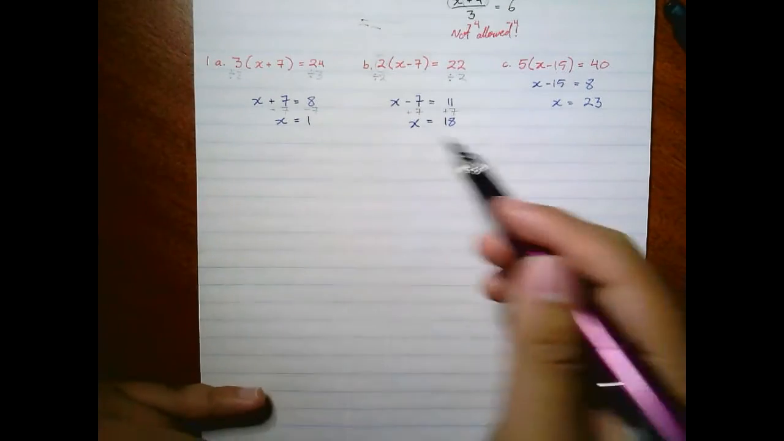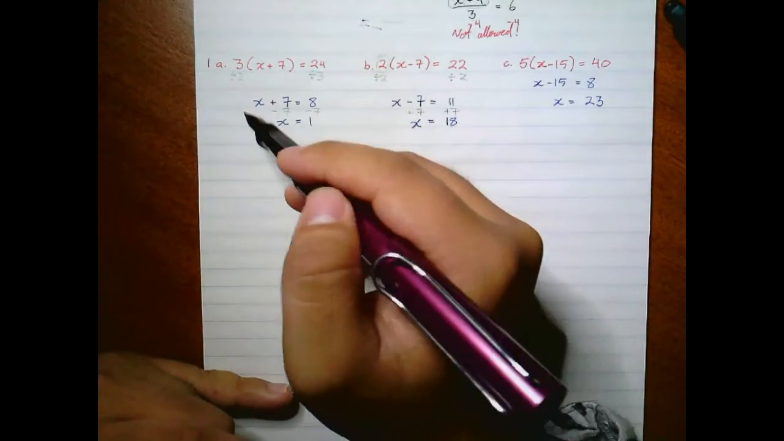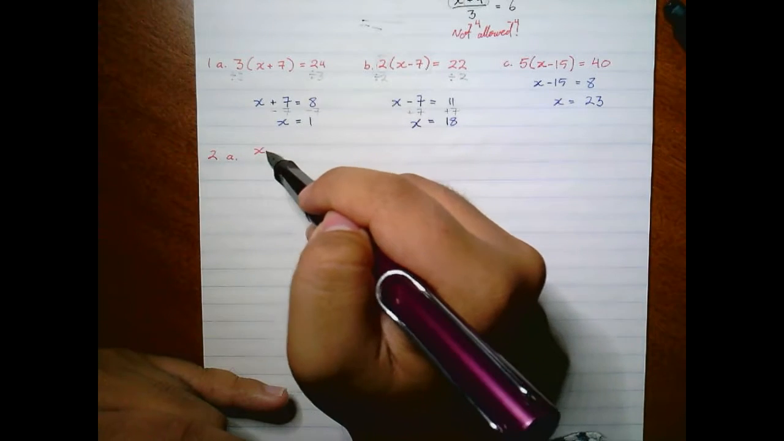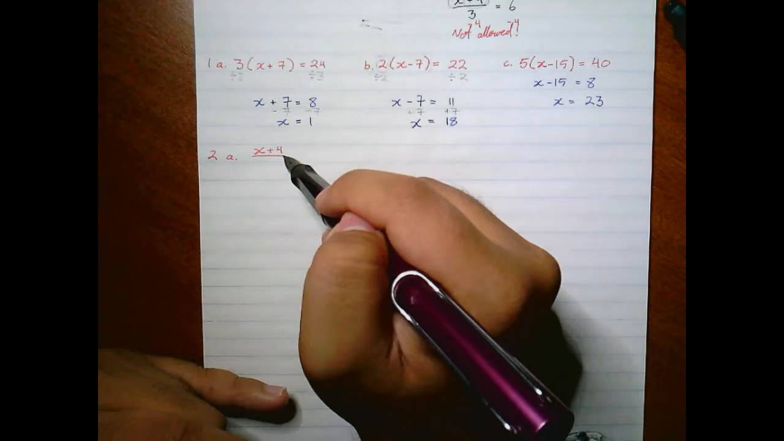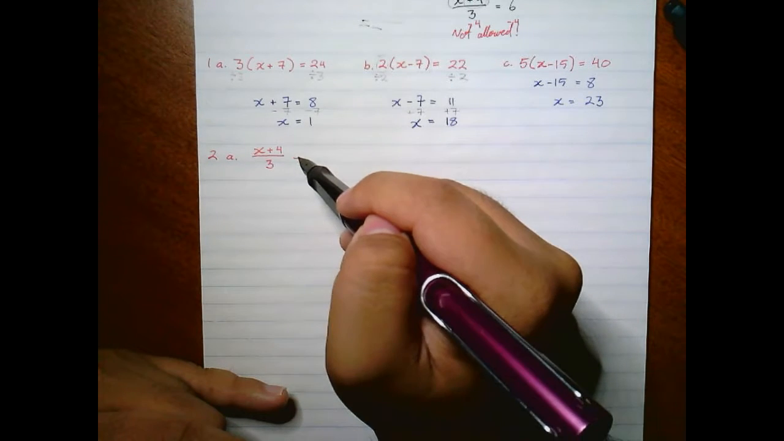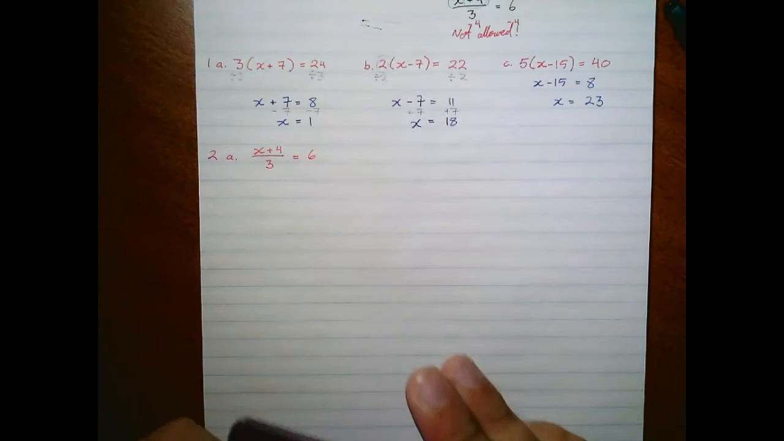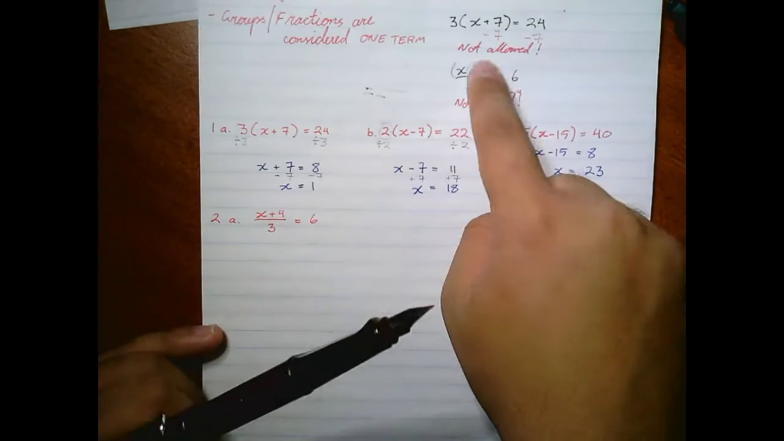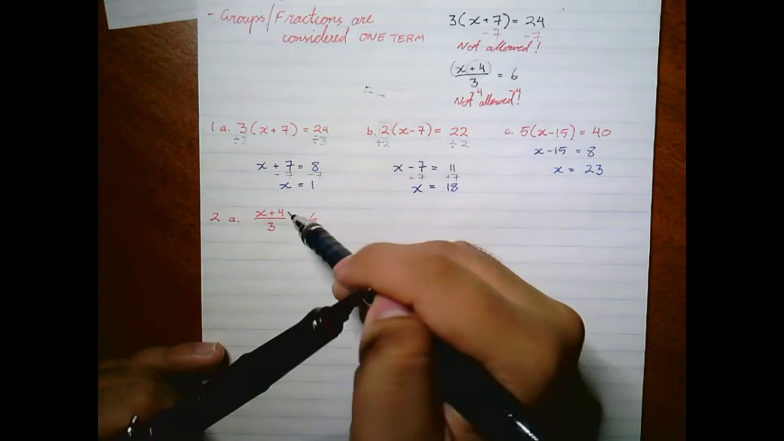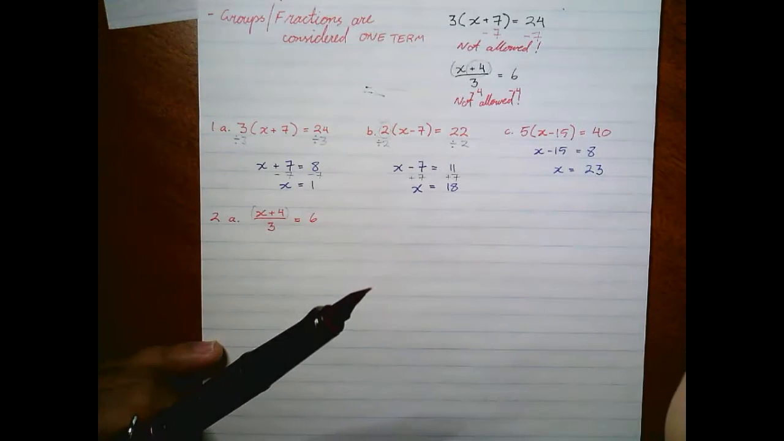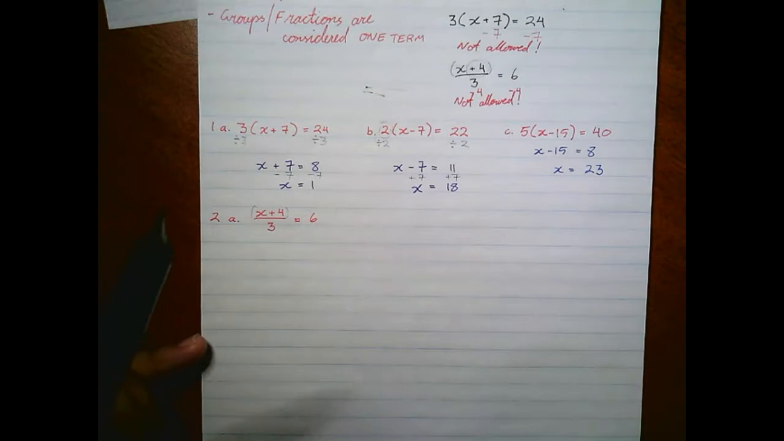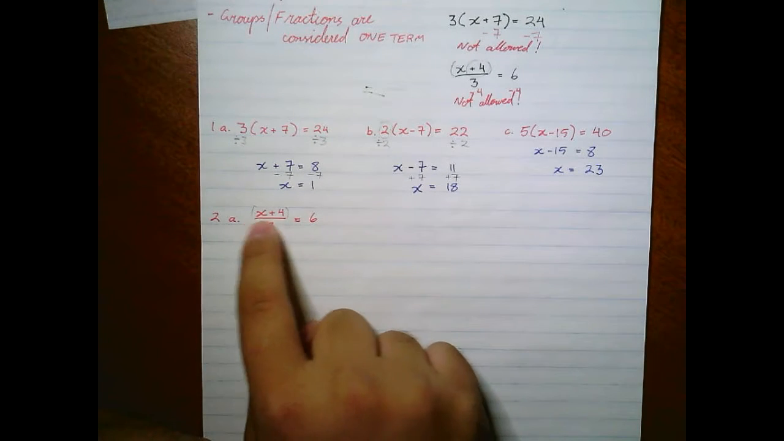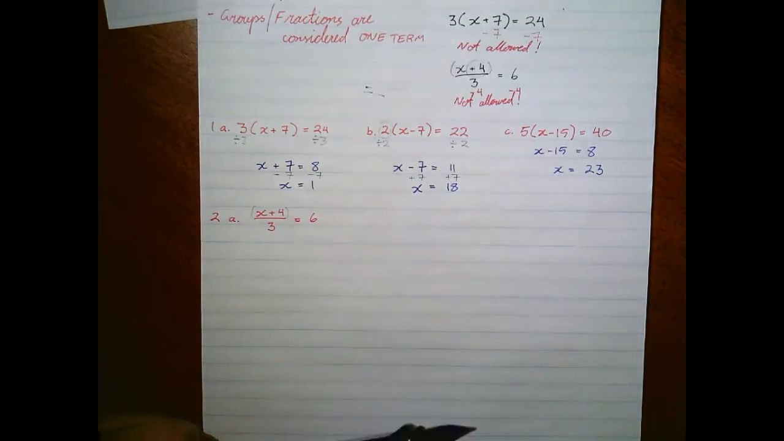Now let's take a look at a different style of question here. If we go to question 2a, we have x plus 4 over 3 is equal to 6. And once again, like we said, we can't operate on the x plus 4 in the numerator until that big fraction has gone. So how do we get rid of that big fraction, divide by 3?